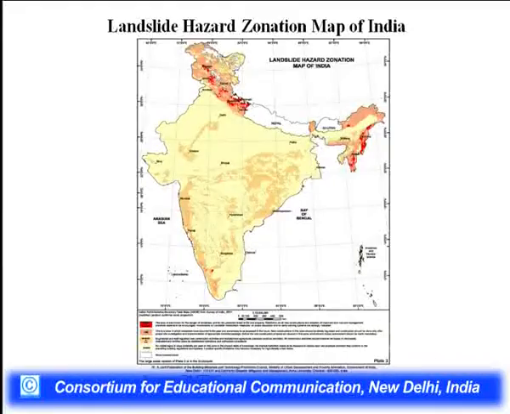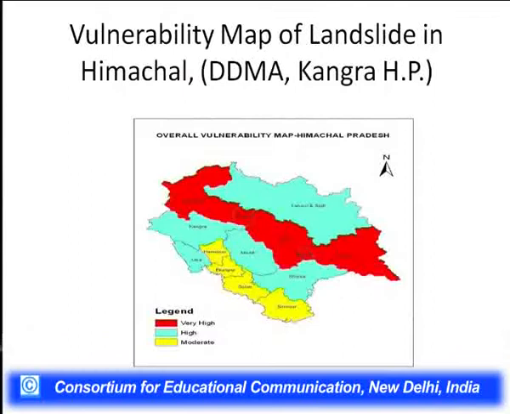Then if you go to southern India, we have landslides starting from Kerala, particularly on the western coast, Kerala to Maharashtra, and many landslides occur. Then in between, in peninsular India also, landslides occur.